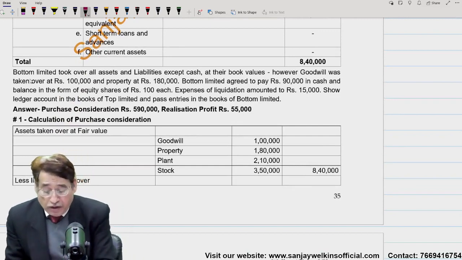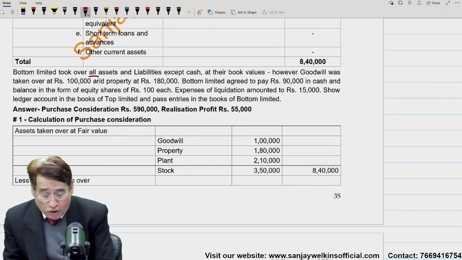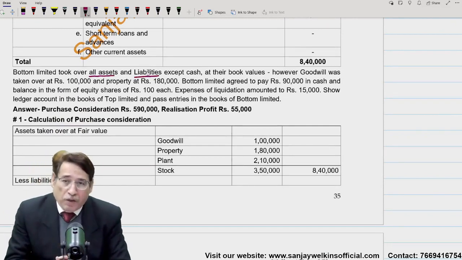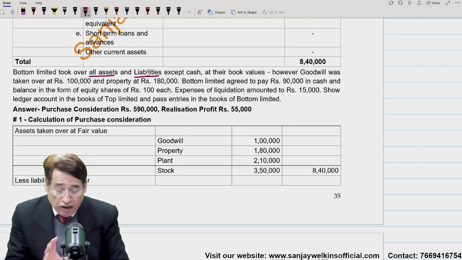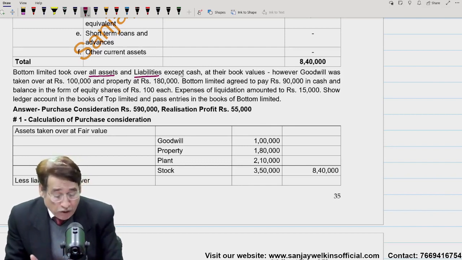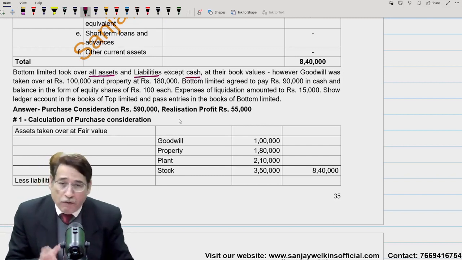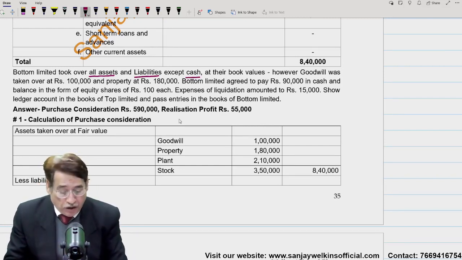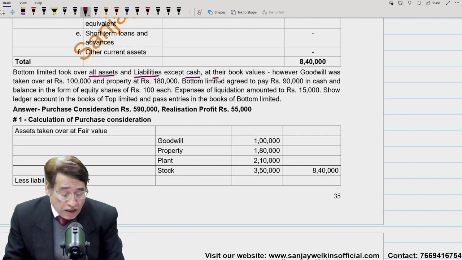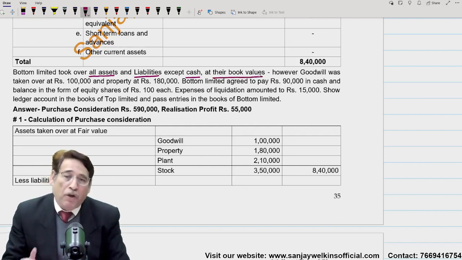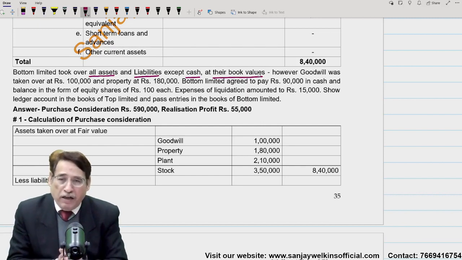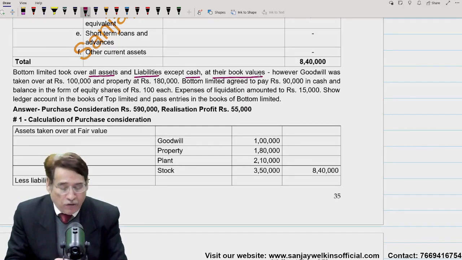Now, below it is given that Bottom Limited took over all the assets and liabilities. So the purchasing company, Bottom Limited, is taking over all the assets and liabilities. But here it is written, except cash. So we have concluded that cash hasn't been taken over. Further, it is written that at their book values. That means this line forces us to conclude that all the assets have been taken over at book value, isn't it?